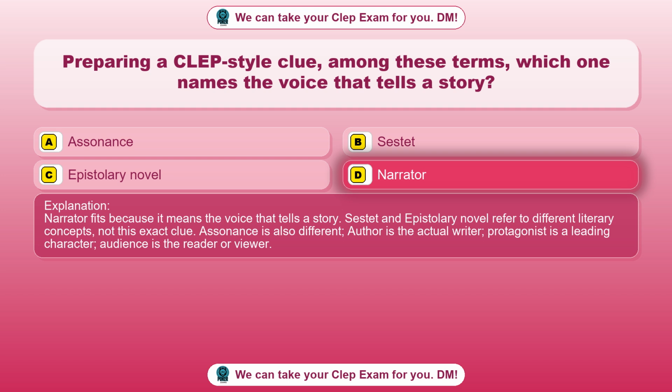Sestet and epistolary novel refer to different literary concepts, not this exact clue. Assonance is also different. Author is the actual writer, protagonist is a leading character, audience is the reader or viewer.